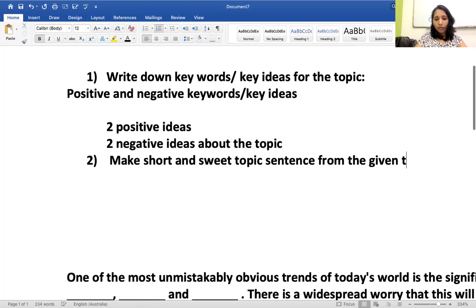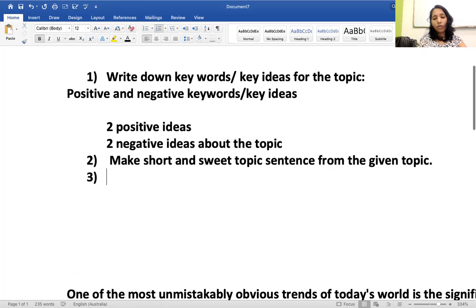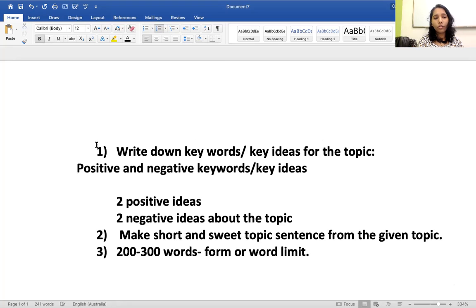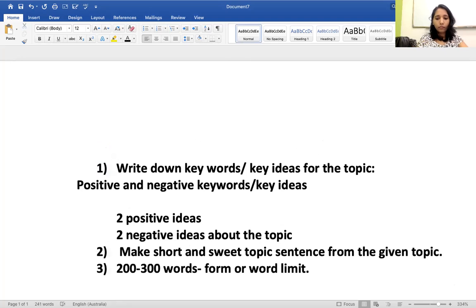Okay, I'll show you how to do that. So always make note, what is your idea? Your entire essay is about 200 to 300 words. This is called your word limit. Okay, so this is how you should be planning for your essay. This is how you'll be making a plan for your essay.